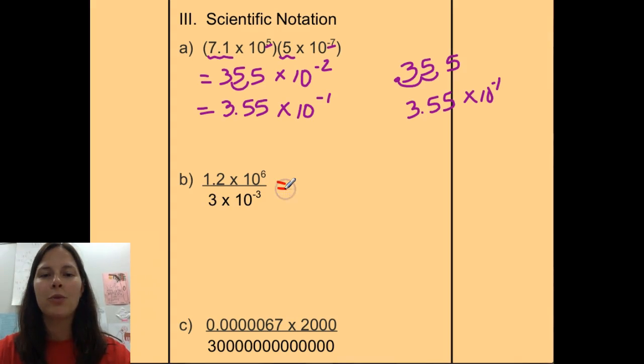Next, we have a dividing rule. 1.2 divided by 3 is 0.4 times, when we divide powers, we subtract the exponents. 6 minus -3 is the same as 6 plus 3, or 9. Again, our number is not in scientific notation. 0.4 is not between 1 and 10. We're multiplying the 0.4 by 10, so we divide the power by 10. The way we divide our power is subtracting 1.